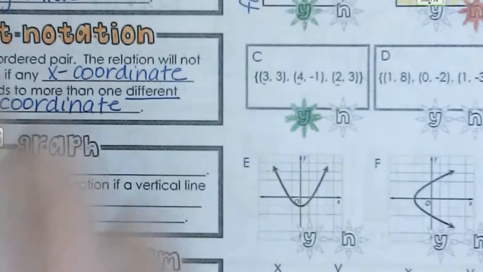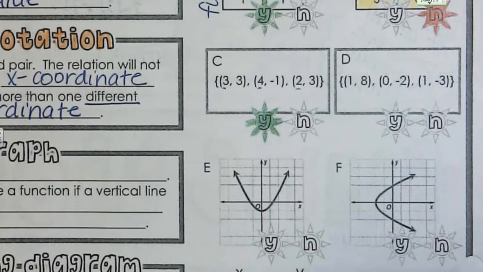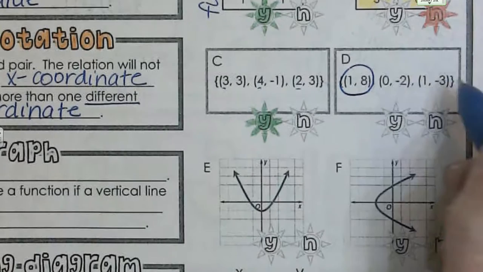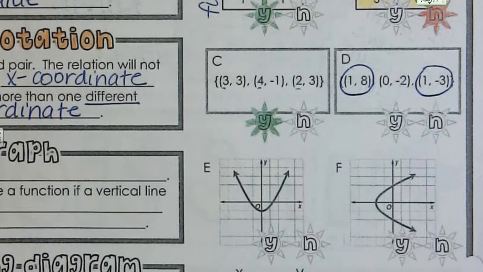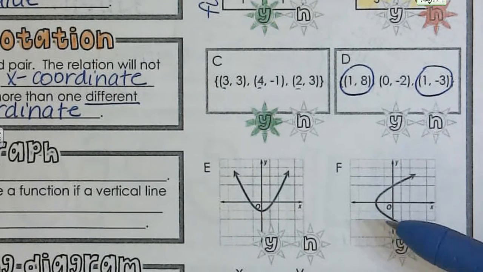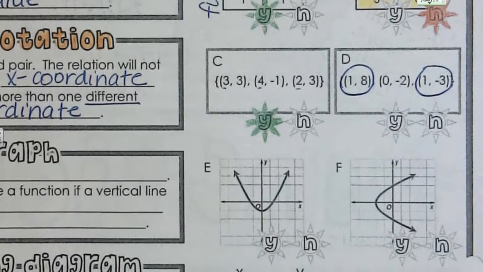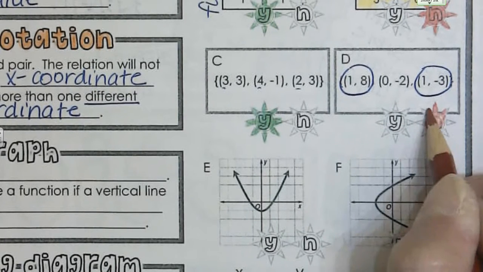All right, so let's look at this next one. When I look at this, I see, oh, I do have a duplicated number. In this particular set, I have a 1 and an 8, but over here, I have a 1 and a negative 3. So again, it is not unique because when I put a 1 into my function machine, sometimes it's going to spit out an 8 and sometimes it's going to spit out a negative 3. There's no way for me to predict what's going to come out. So again, this one is not an example of a function.